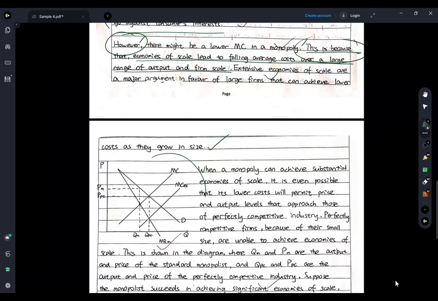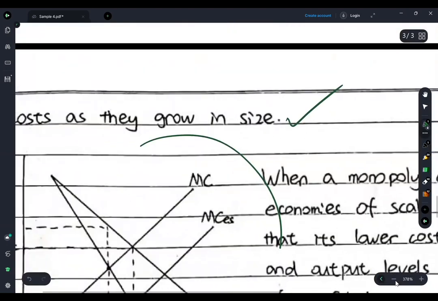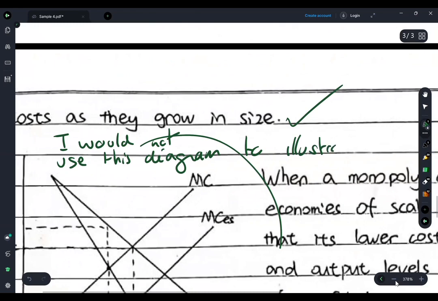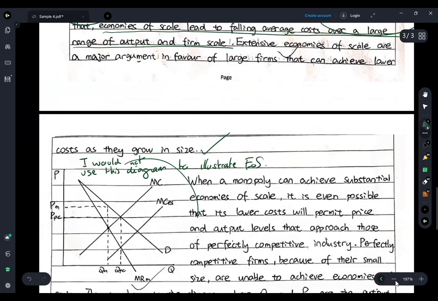I don't think it's useful to use a diagram to illustrate economies of scale, or probably not this diagram. I know that there is one textbook that uses this diagram, but I don't really like it. So I would not use this diagram to illustrate the argument on economies of scale. Instead, I would use another diagram.